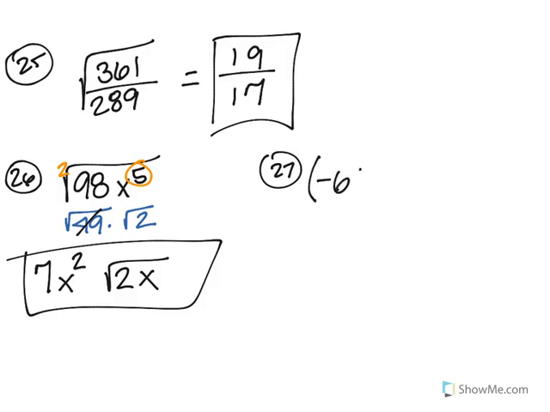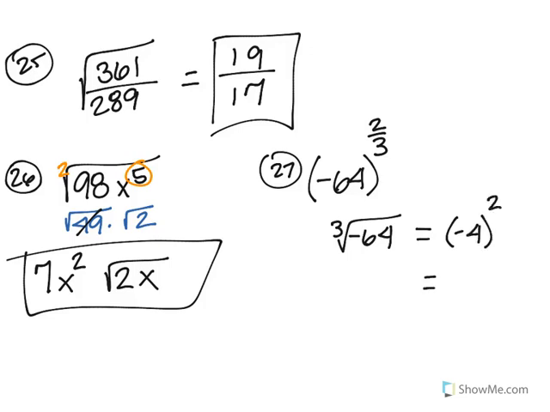27, you have negative 64 to the 2/3 power. So that means we're going to take the what first? You're going to take the cube root of negative 64, which is negative 4. Awesome. And then do what? Square it, and is it going to be negative or positive? Positive, because you're squaring it. Remember, anything to an even power comes out positive. Does that make sense? So that's 16. Okay.